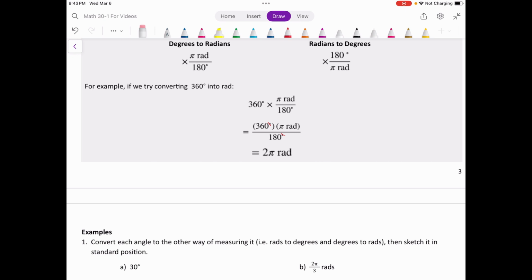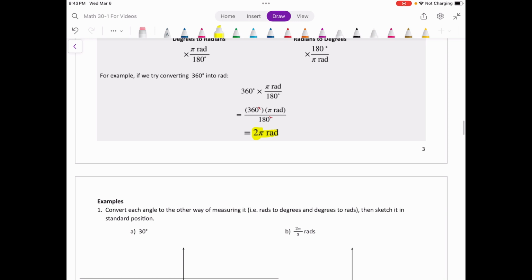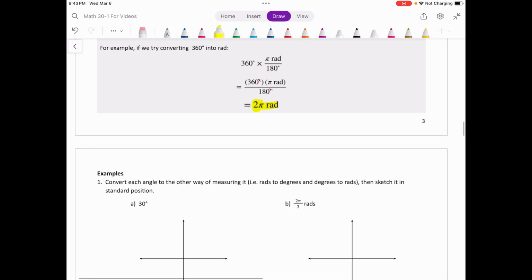And we know that 360 degrees is 2 pi radians because it would take 2 pi radii to go all the way around the circumference of the circle. It would take 360 degrees to go all the way around the circumference of the circle as well. Those are equivalent measures for the same angle.